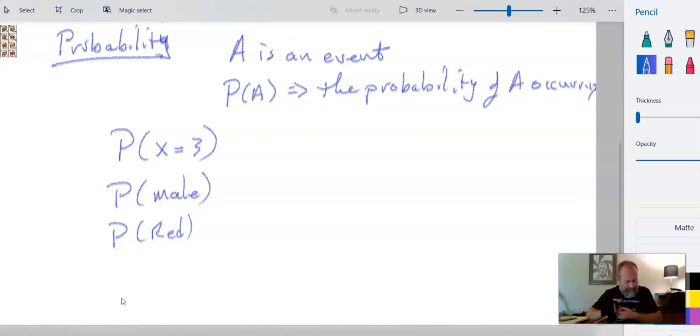Hey, that looks like a function, Mr. Ryan. Yeah, it does look like a function, and that's actually because it is. The input is the event that you're calculating the probability of, and the output is the numerical probability of that happening. So if I'm talking about the probability of x equals 3, and there's a 50-50 chance of that happening, I could say that the probability is 0.5. It just depends on the situation. We'll talk about how to compute those probabilities here in a second. So let me go ahead and get rid of this.